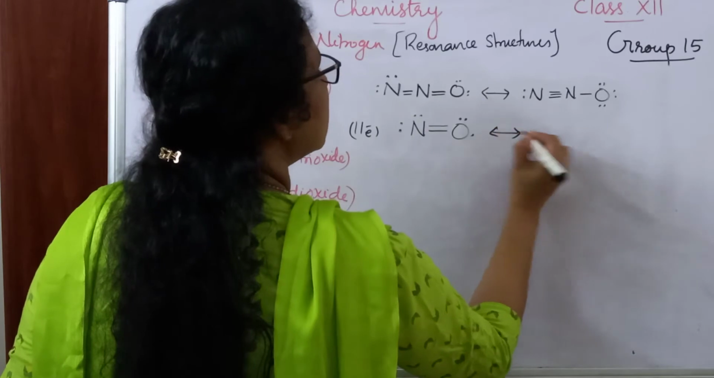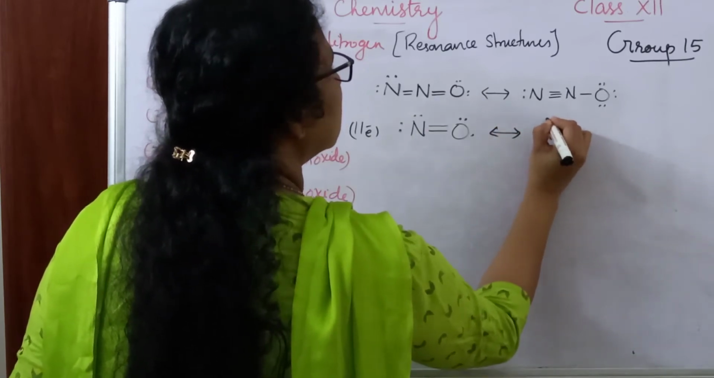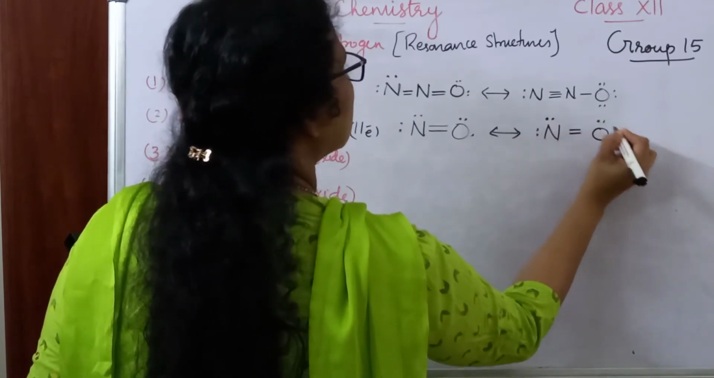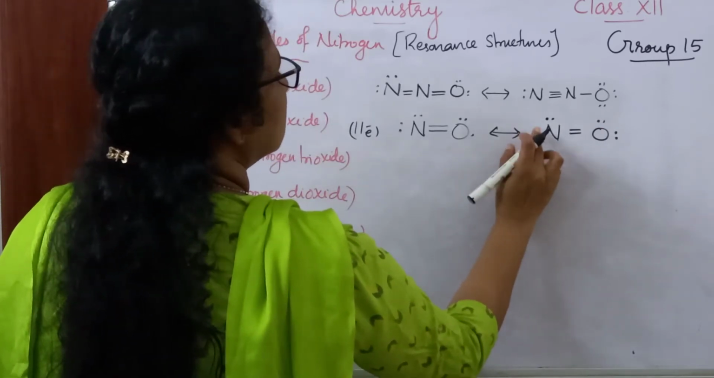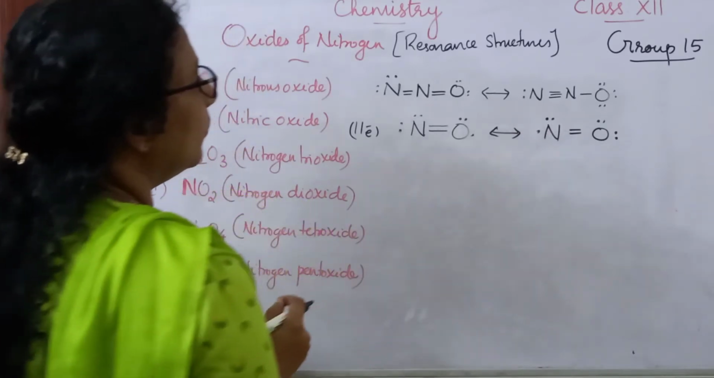Then the second structure is nitrogen with 3 electrons and oxygen with 4 electrons.